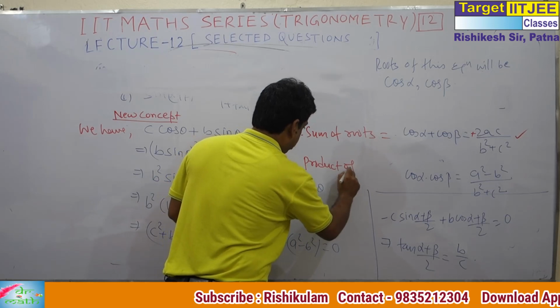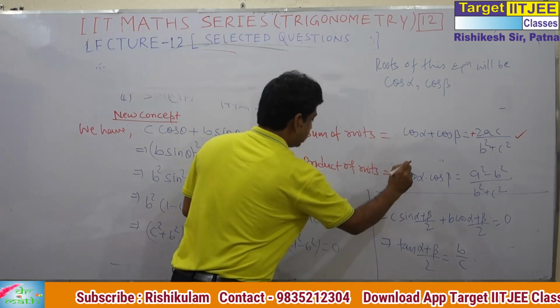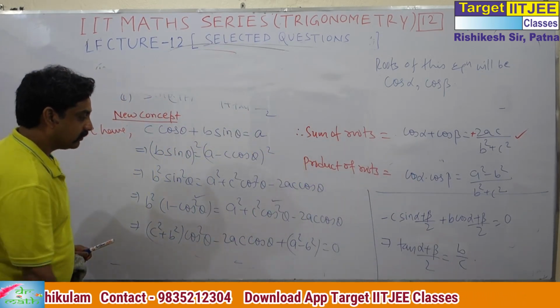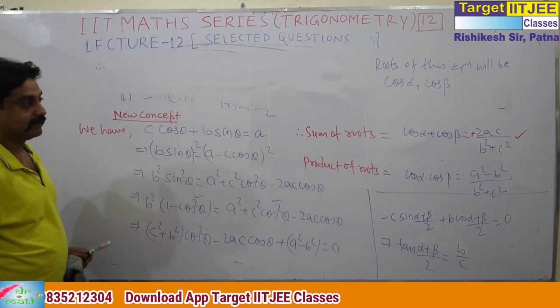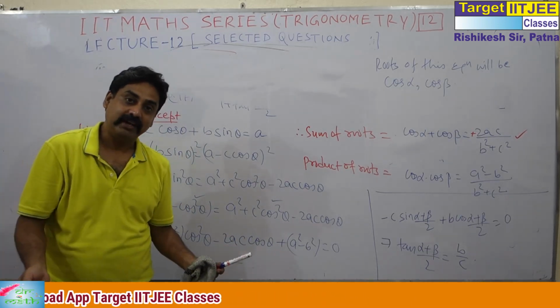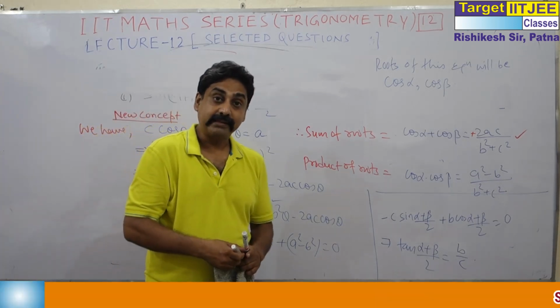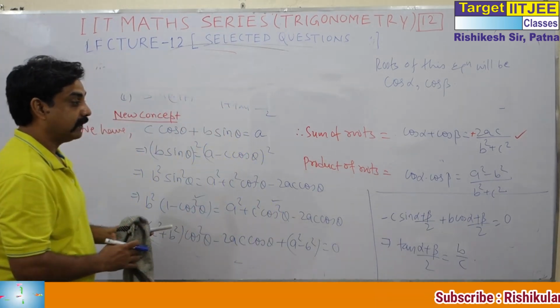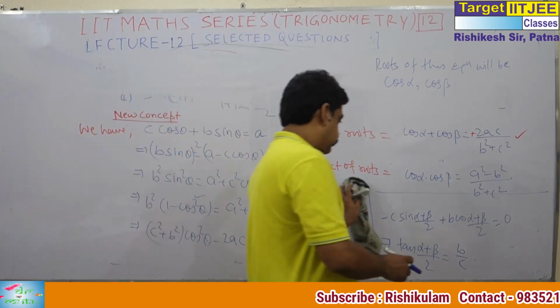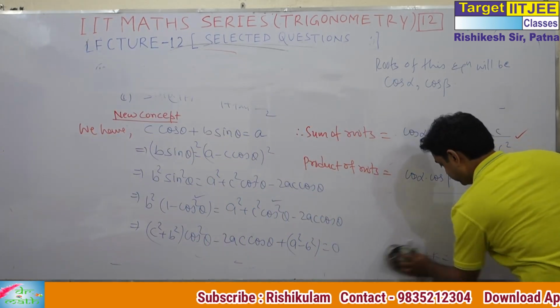What is the product of roots? Cos alpha into cos beta is c by a. Got it? Very interesting new concept. Question number 14 is also correct. But let's come to question number 15. New concept. You are getting many new concepts today.